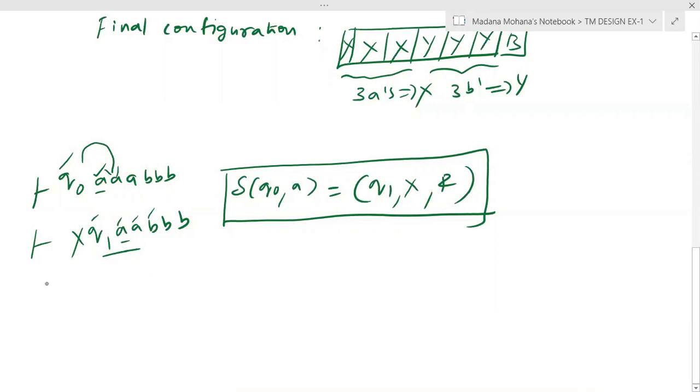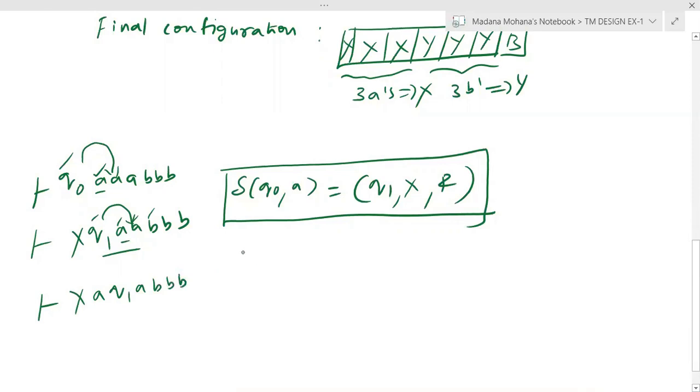Now you are at Q1, reading A. In Q1 on A, you can't replace anything, not the second A; you have to replace only the first B. That's why you have to skip all A's and move right until you find the first B. So in Q1 you skip simply without changing state: A is replaced with A, same state, it moves right. Then the remaining symbols are the same.